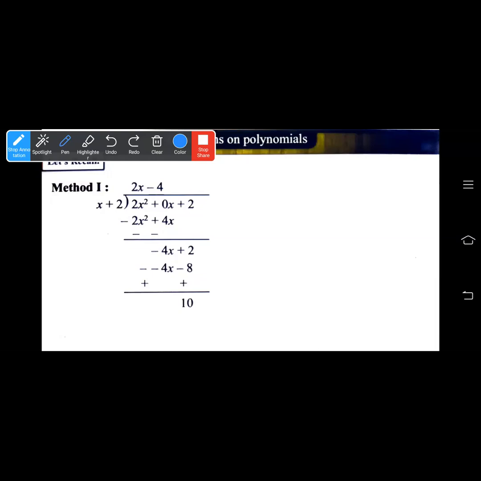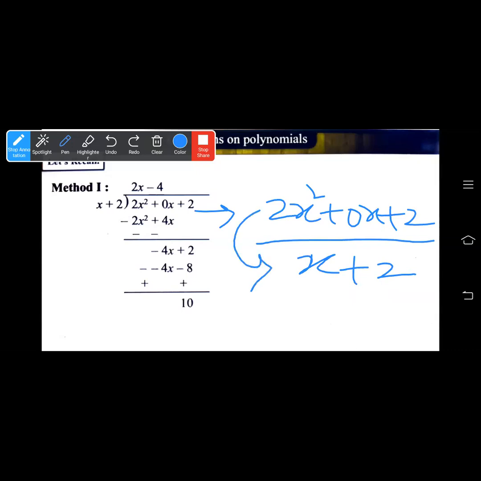The same division method you have to use, and this is method 1, and method 2 is reduced, because that is the linear method of division. We are just doing a simple division method. We'll do some more sums from practice set 3.2. So this is your dividend, 2x square plus 0x plus 2, and this is your divisor, x plus 2. So we are dividing this with this.